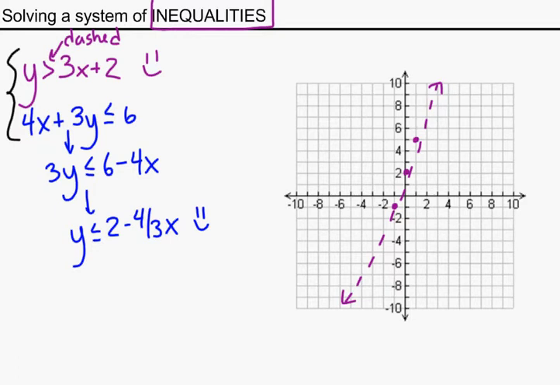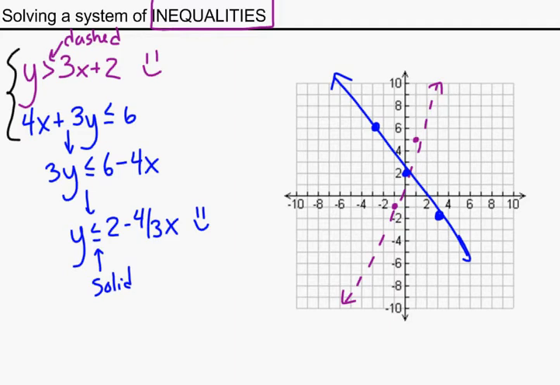For the second inequality, I notice that y is less than or equal to. So that's going to be solid. So I graph that by starting at 2 and going down 4 and over 3, or up 4 and left 3, and putting a solid line down through those. Remember, if you ever miss your dot, just make it bigger.